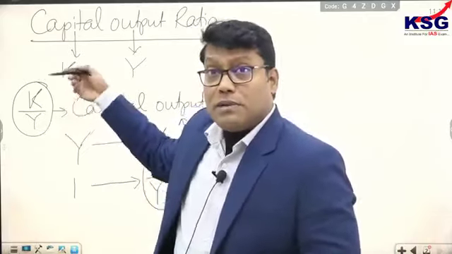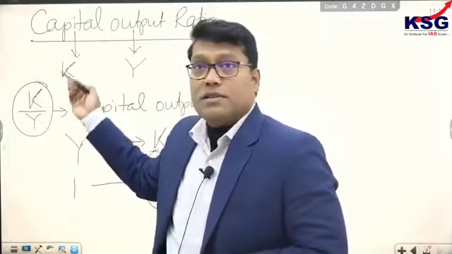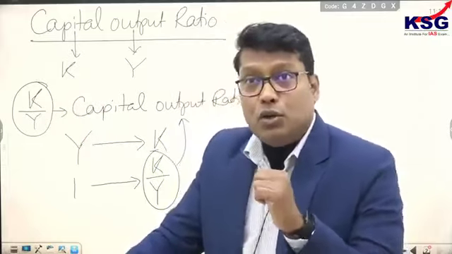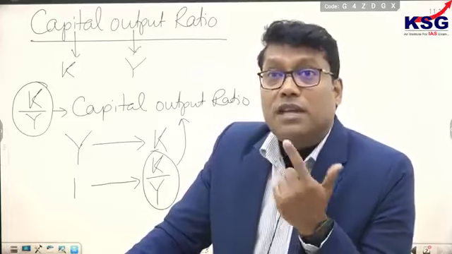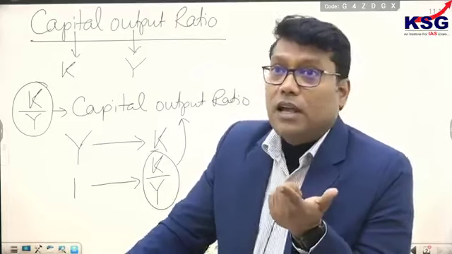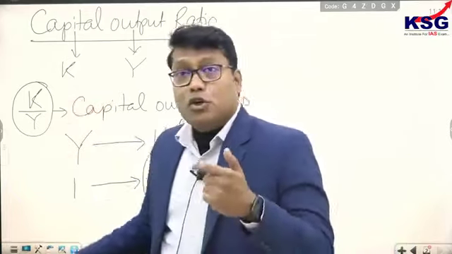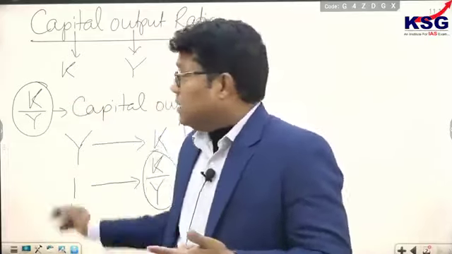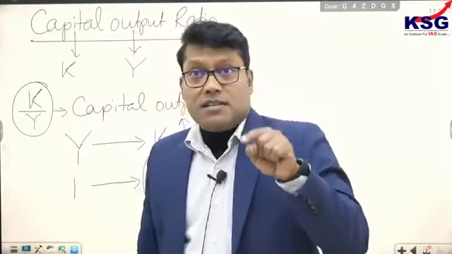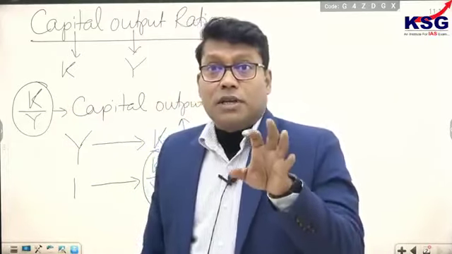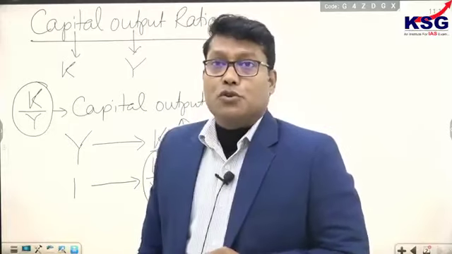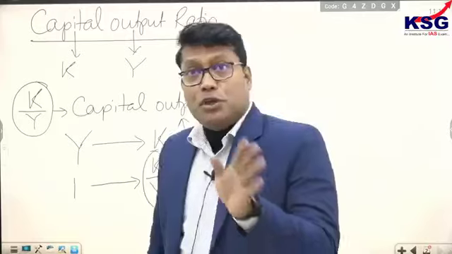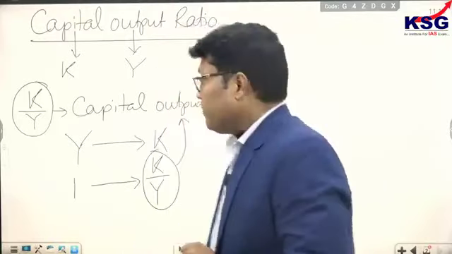A higher value represents that you are using more capital but producing relatively low output. Only then is it possible for the capital output ratio to be higher. Out of the same capital, if you are able to produce more output, then the capital output ratio keeps decreasing. It means you are bringing more efficiency into the system. So this is one of the concepts you can use, the capital output ratio.